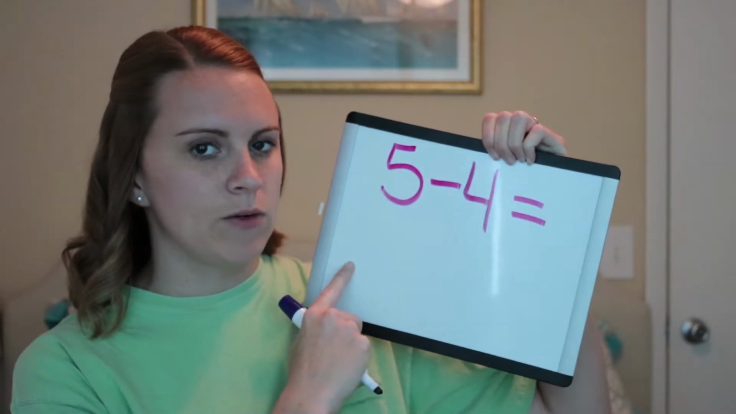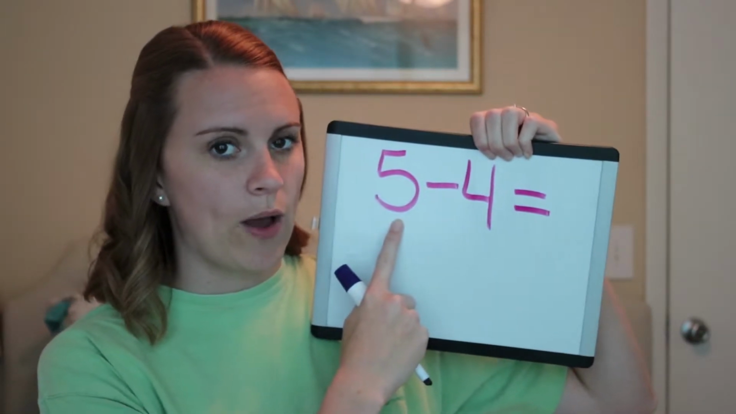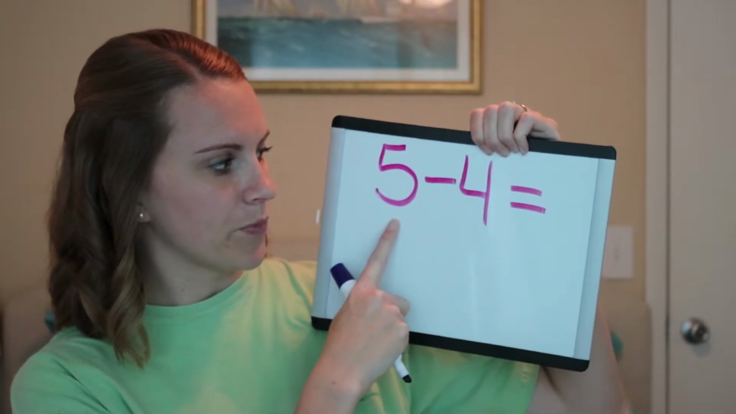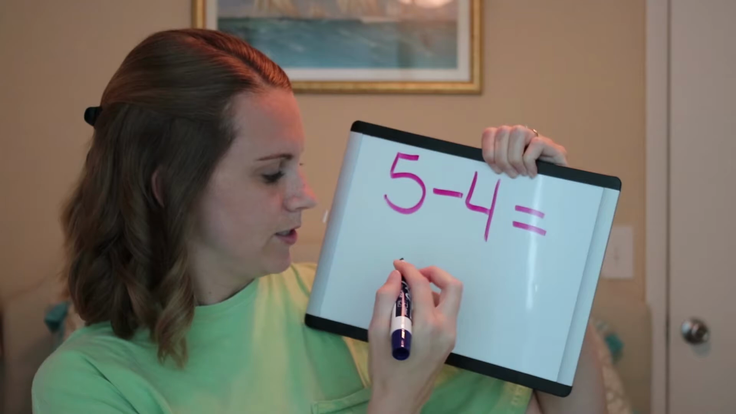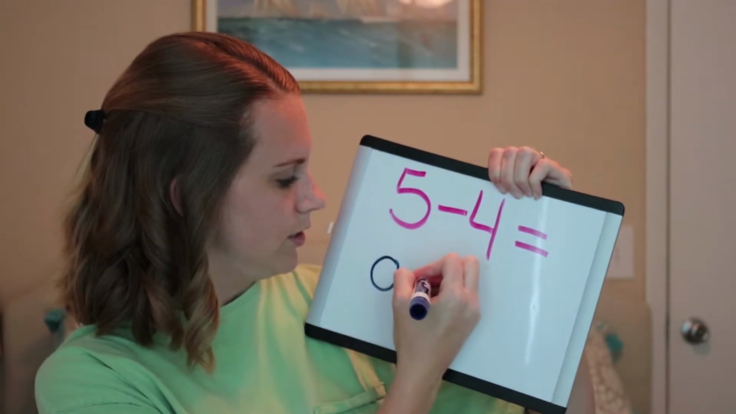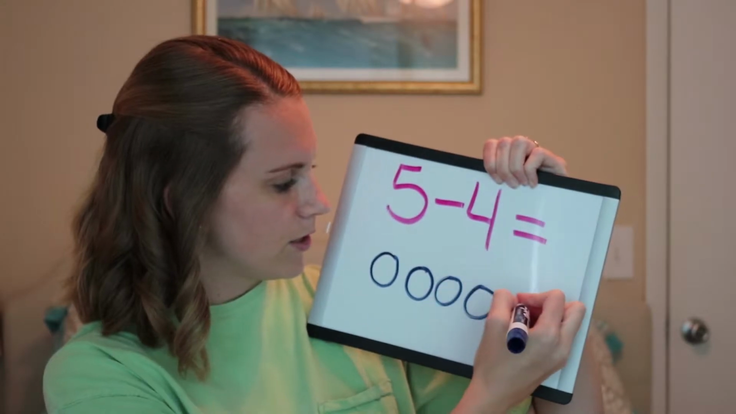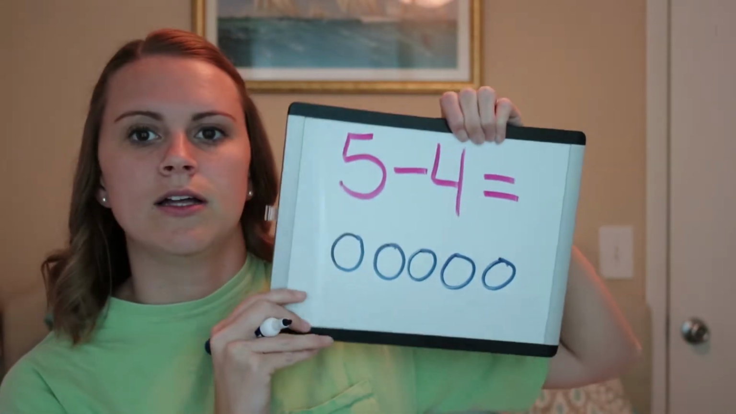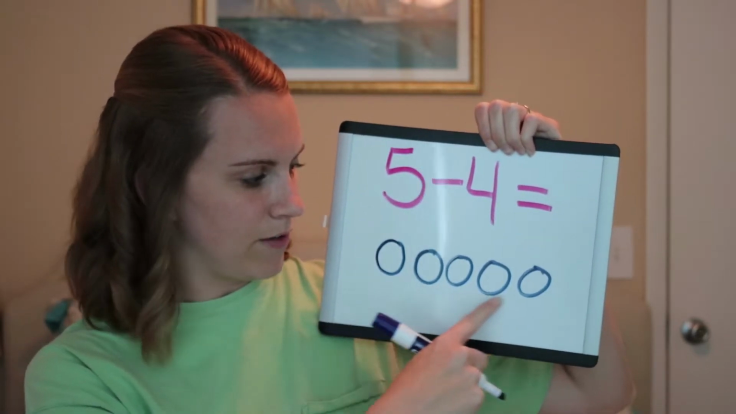So what number do we start off with? We start off with 5, right? So how many circles do we need to draw? We need to draw 5 circles, right? So draw them with me on your paper. 1, 2, 3, 4, 5. I have 5 circles. That's what that number is, 5, and then 5 circles.